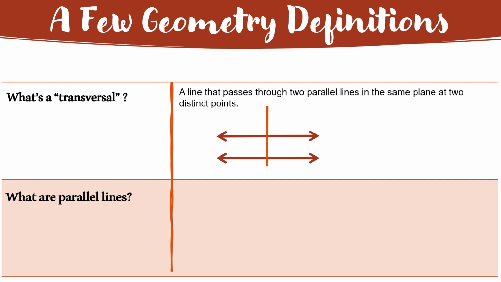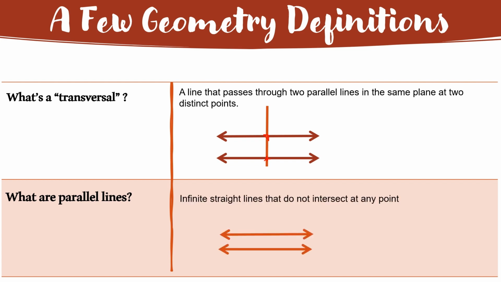Well, what are the distinct points that they mean when they say that? The ones right here where they intersect, and right here where this parallel line intersects with the transversal. So those are the two distinct or two different points. Well, what are parallel lines? Parallel lines are infinite straight lines that do not intersect at any point. These two lines will never intersect, never meet, never cross each other, never touch.